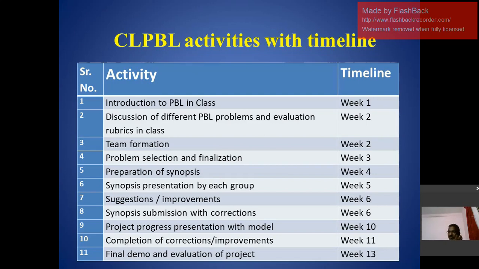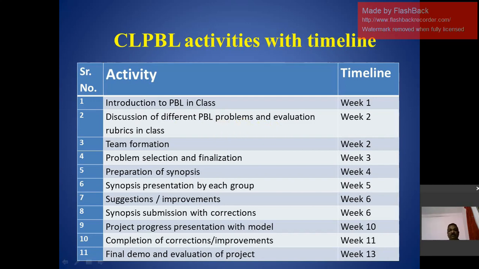Now, PBL activities timeline. In the first week you have to give the introduction to PBL to the students in class. That is, what is PBL, how we are going to implement the PBL, and what will be the activities in PBL during the entire semester, that you have to discuss in class in front of students. Then second point, discussion of different PBL problems and evaluation rubrics in class.